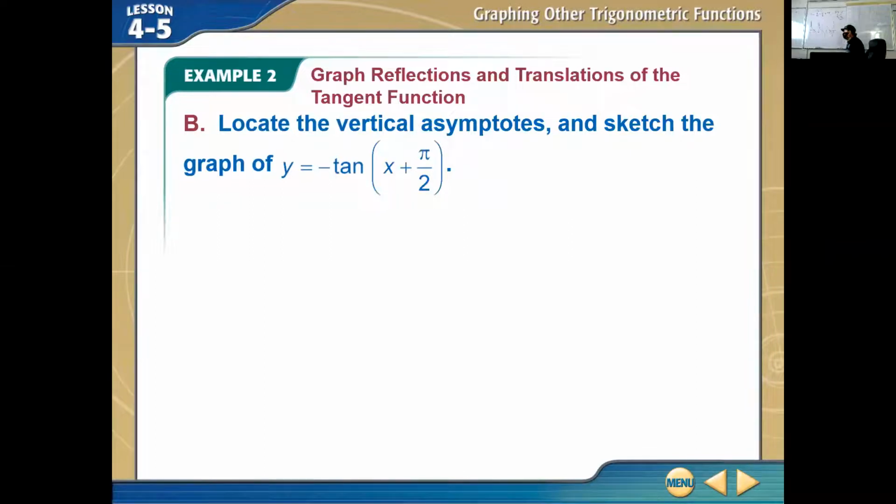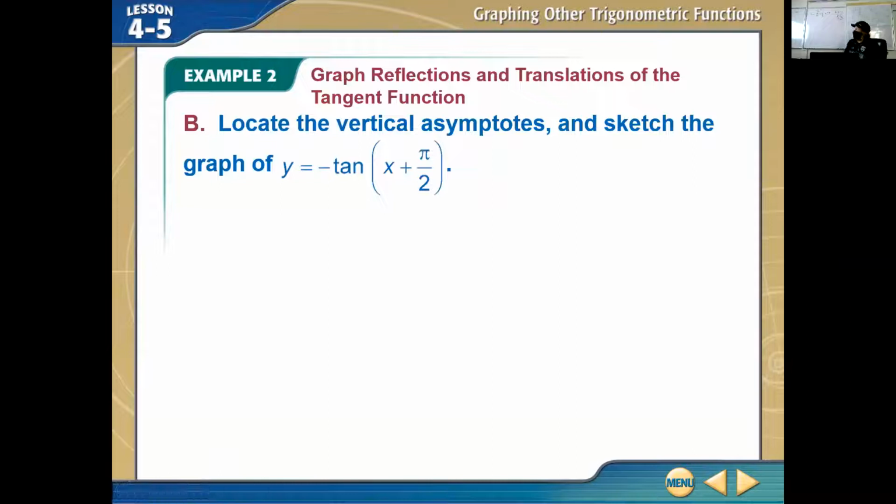Okay. Last one that we're doing on tangent, because we got to cover the other reciprocal functions. We're not going to do that one. This one, if you're looking at it, it's going to flip y over x. It's going to have a shift left.